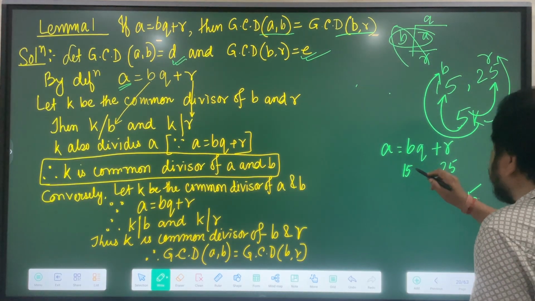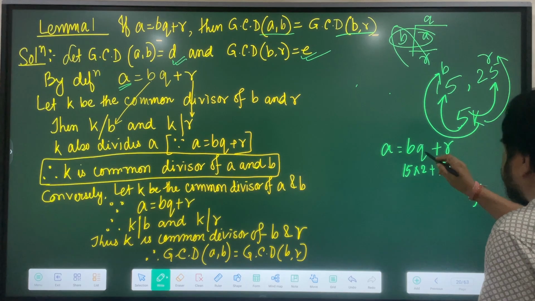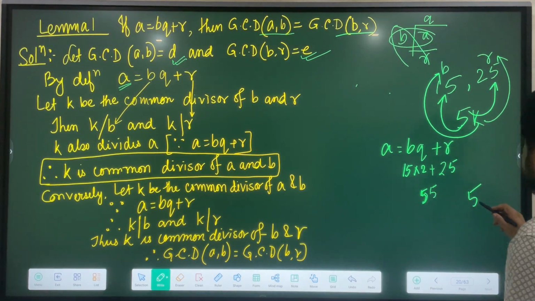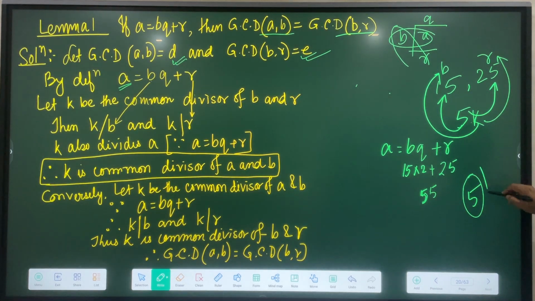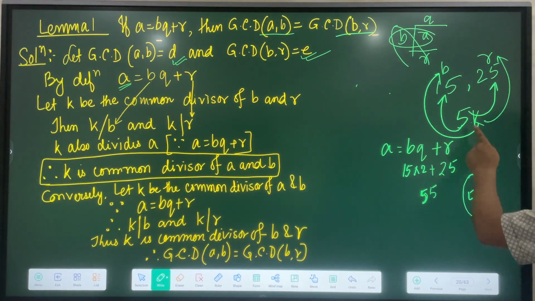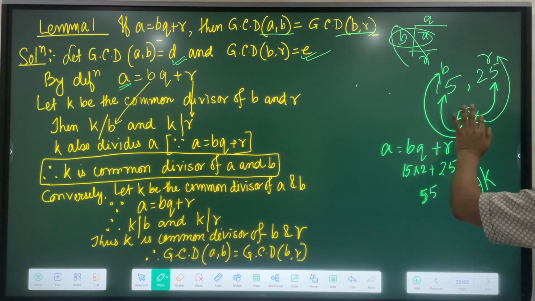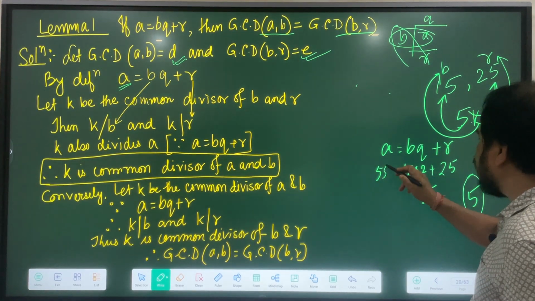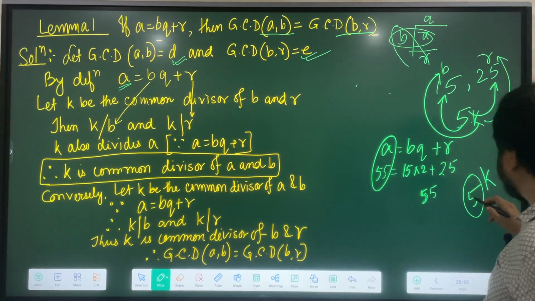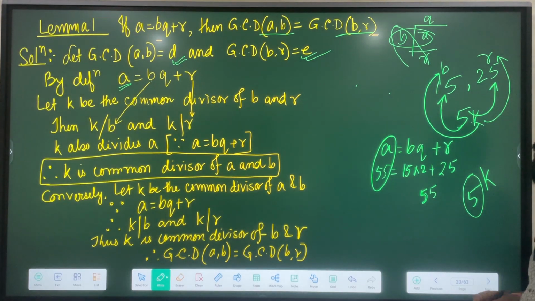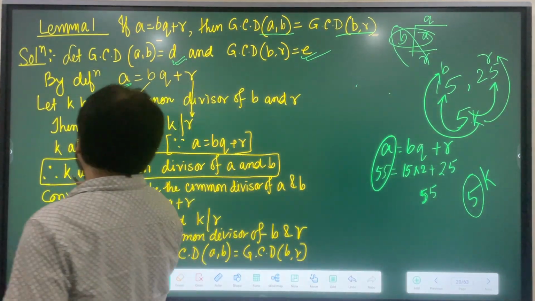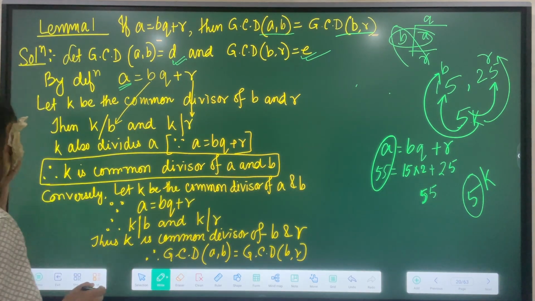Whatever we get, look here: suppose Q is 2. 15 into 2 is 30. 30 plus 25 is 55. So 55 is divisible by 5. What is 5? 5 is K. By 5, 15 is divisible and by 5, 25 is divisible. 55 is A, and by 5, 55 is also divisible. So K also divides A. Therefore K is a common divisor of A and B.